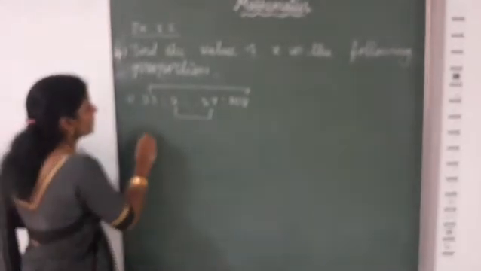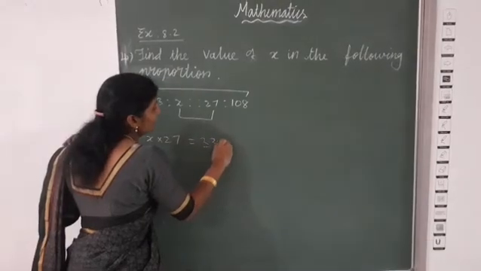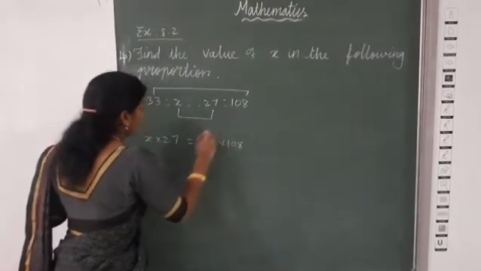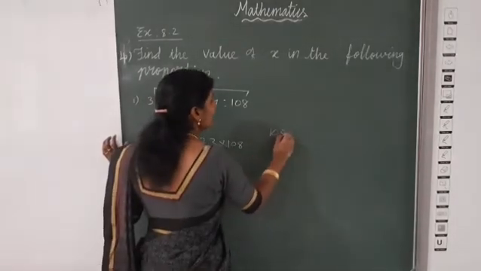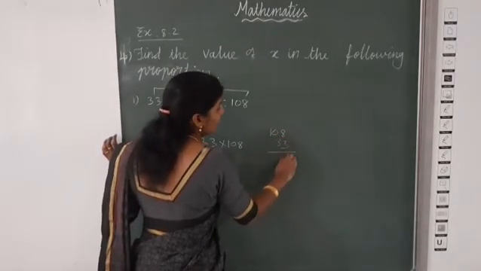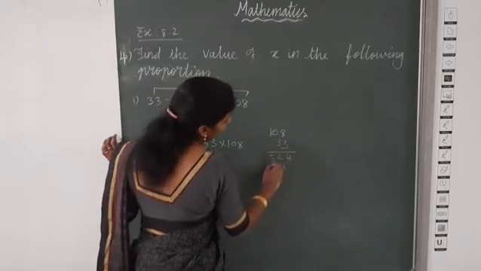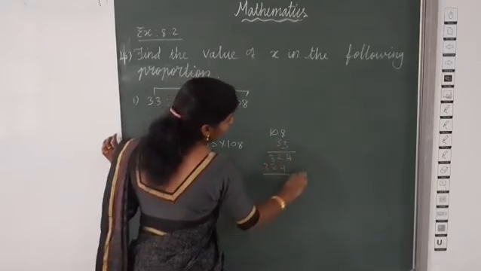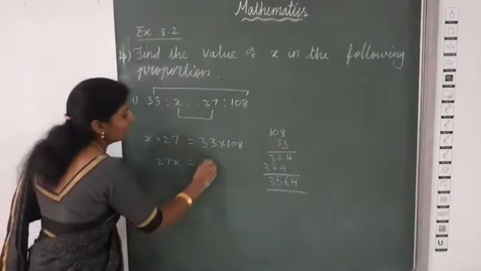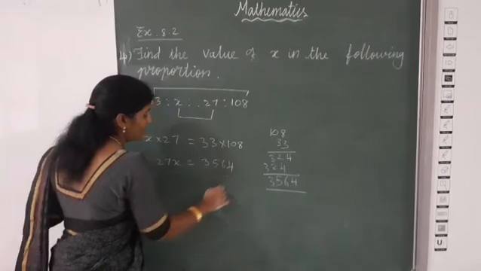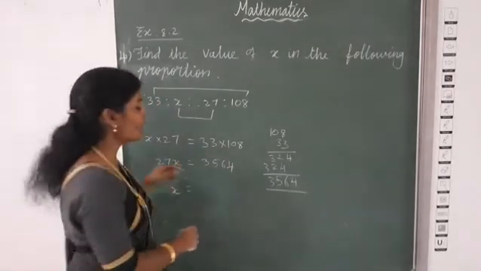Product of means is equal to product of extremes. 27x equal to 108 into 33. 8 threes are 24, 1 into 3, 3, 4, 6, 5, 3, 3564. Now here x equal to, this multiplication going that side becomes division.